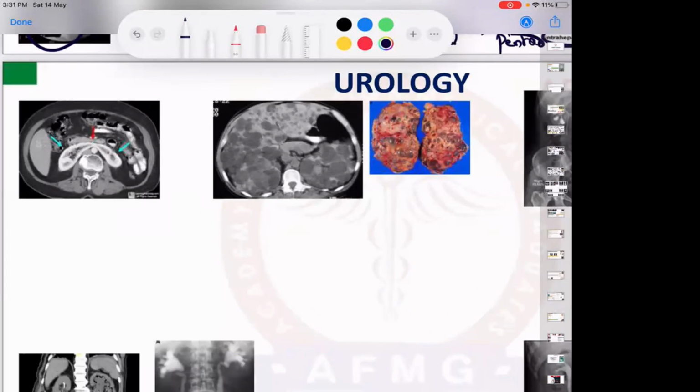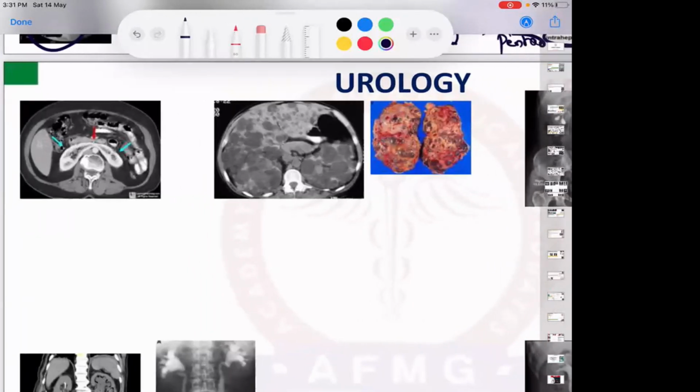The investigation of choice, MCU. Please remember, this is an important one-liner. MCU is the investigation of choice for posterior urethral valve and vesico-ureteric reflux. For both of them, MCU is the investigation of choice.